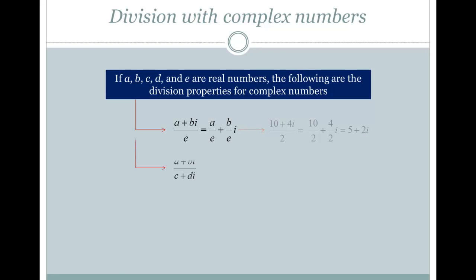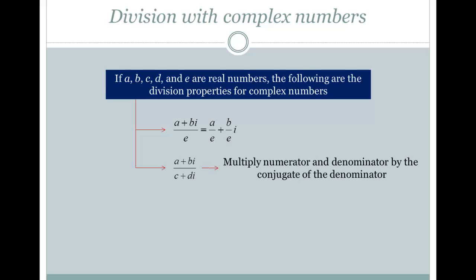The more complicated situation is this one right here. Whenever we have a complex number in the denominator, we want to get rid of that. We want to get a real number down there. The way to do that is to multiply the numerator and denominator by the conjugate. So in this particular situation, I've multiplied top and bottom by c minus di. What that's going to allow us to do on the bottom is get c squared plus d squared. This is from the last slide here.